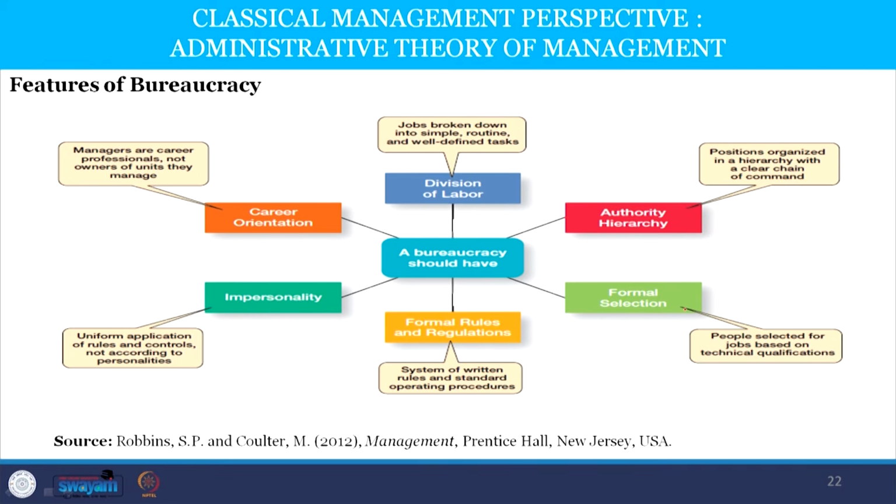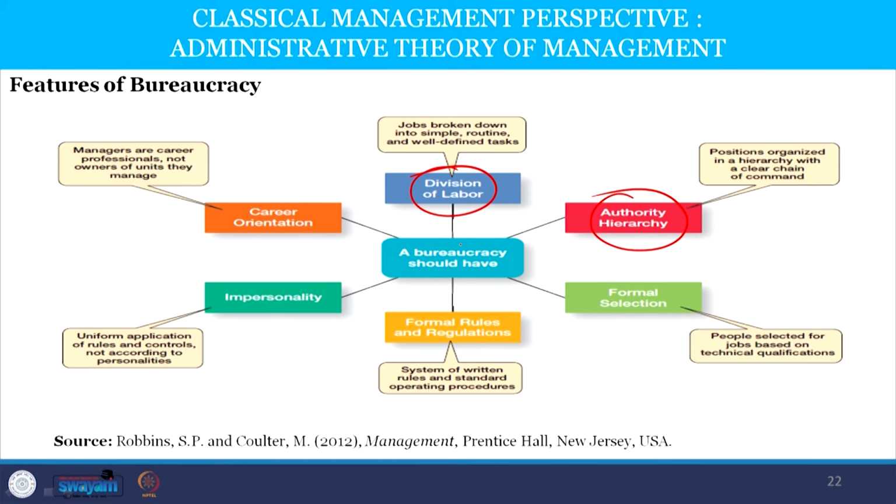General administrative theory, or administrative theory of management, and the features of bureaucracy. In order to maintain order within the organization, a bureaucracy should have certain elements, like division of labor. As we earlier discussed, division of labor is based on specialization of tasks. So, jobs are broken down into simple, routine and well defined tasks, which are repetitive in nature. So, the person who is working on those tasks becomes more efficient, more specialized by working every day.